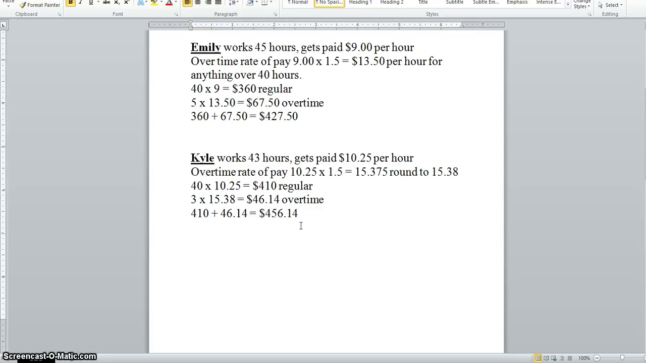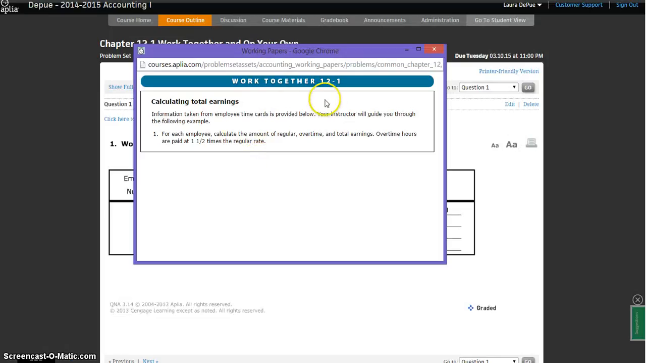So now we're going to go to Aplia and we're going to try 12-1 work together with some of this figuring out hours and rates of pay. Here are the directions for 12-1. This is some information taken from employee time cards. We are going to, for each employee, calculate the amount of regular, overtime, and total earnings. Overtime hours are paid at time plus a half, the regular rate.